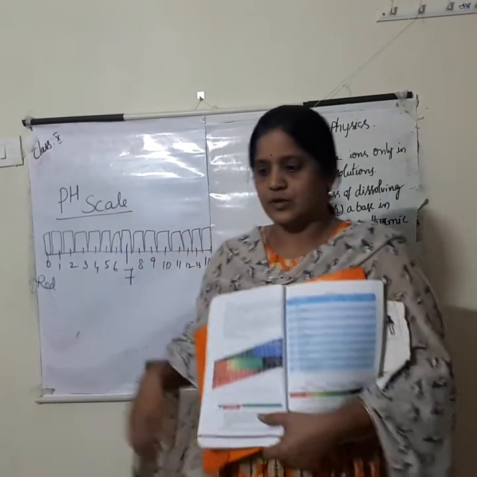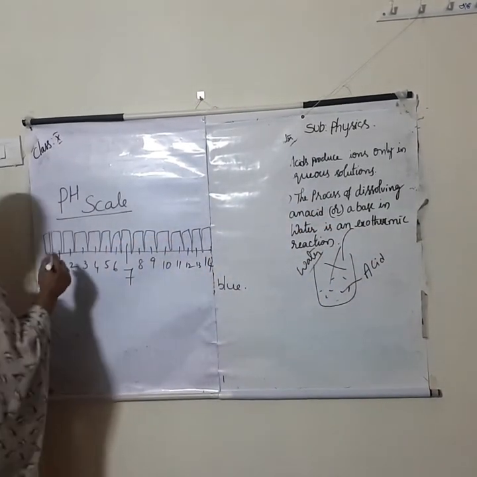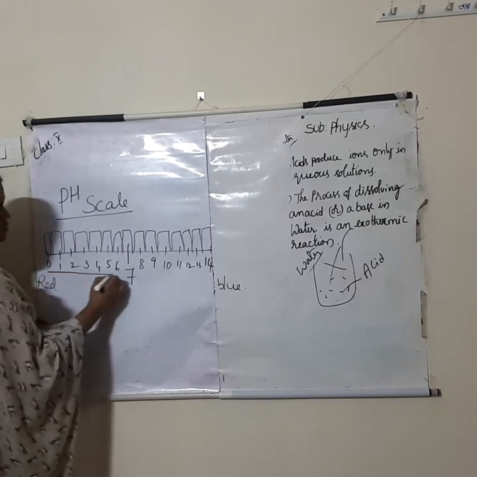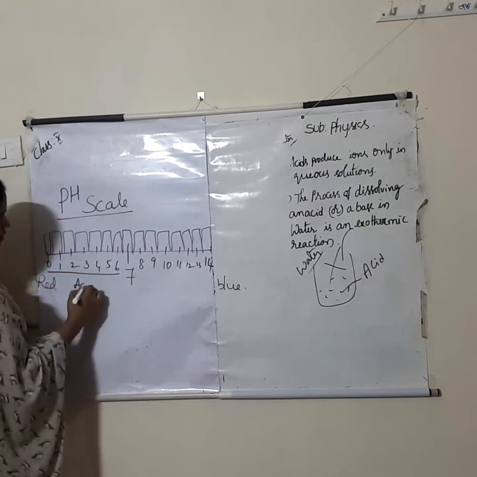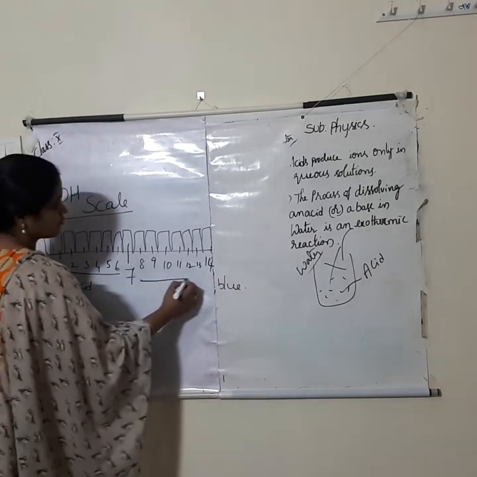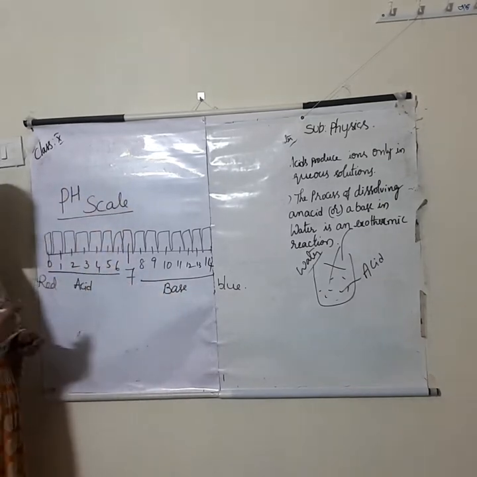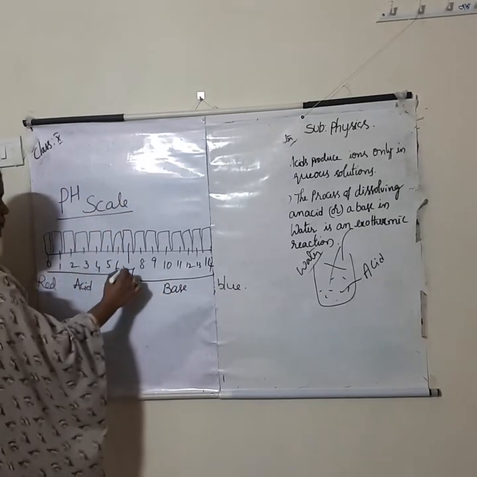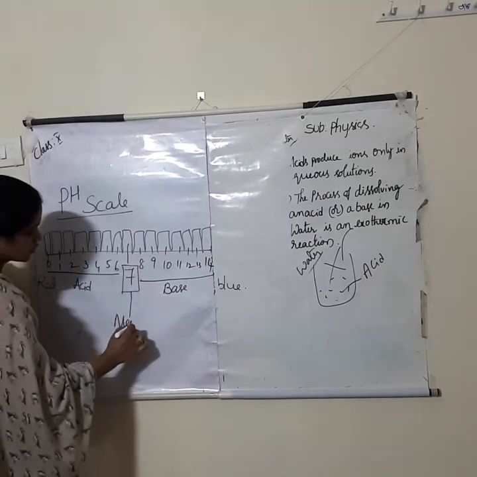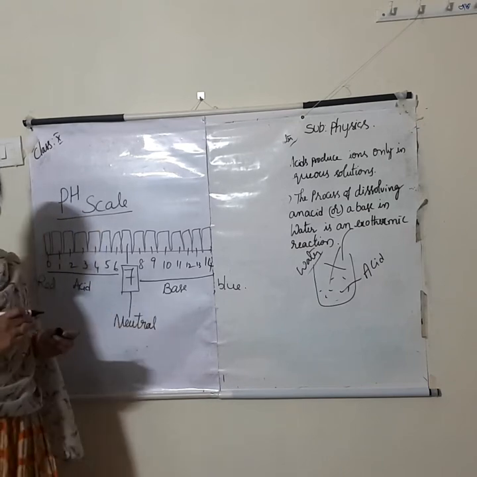For example, once again I will explain. Here you see, from 0 to 6 comes under acidic solution, and 8 to 14 comes under base, or the solution is a basic solution. The number 7 comes under neutral. Neutral is nothing but salts.